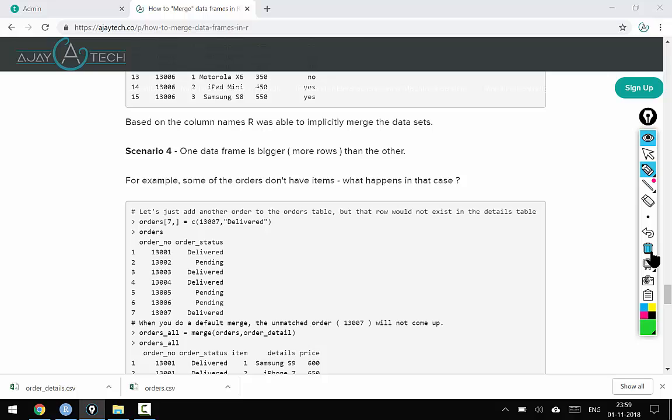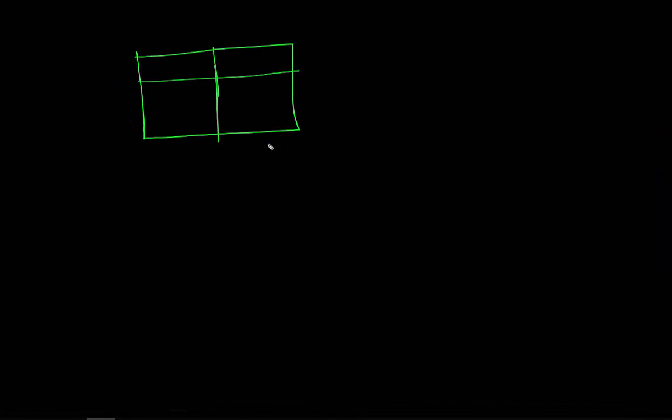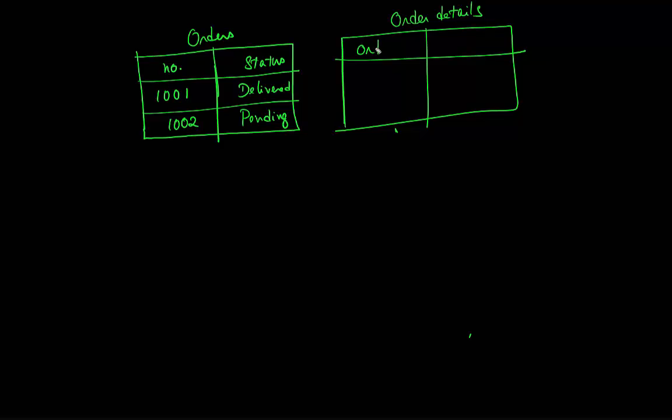Let's do another one. What if one data frame is bigger than the other? What do I mean by that? Let's take a simple example again. So this is our order table, and this is our order number, and let's say order status. 1001 order number, status is delivered. 1002 is pending. And then we have another table, order details, that is going to have order number.